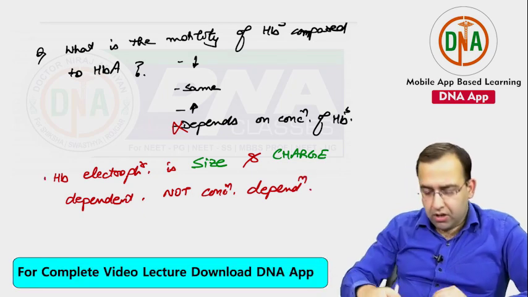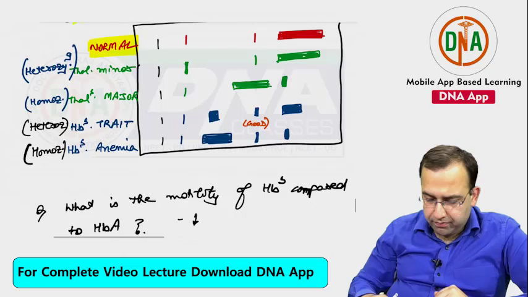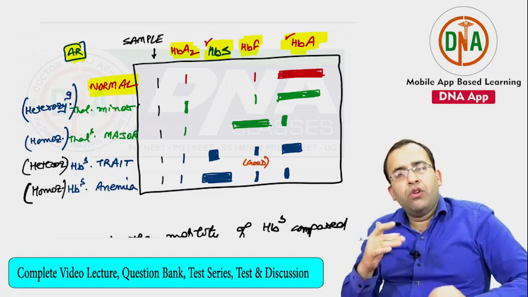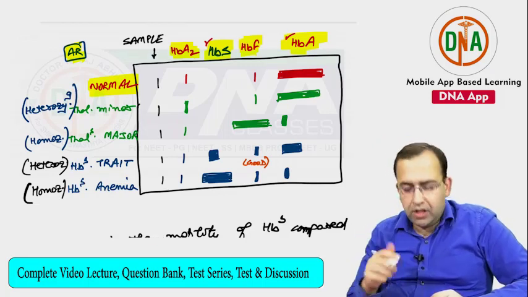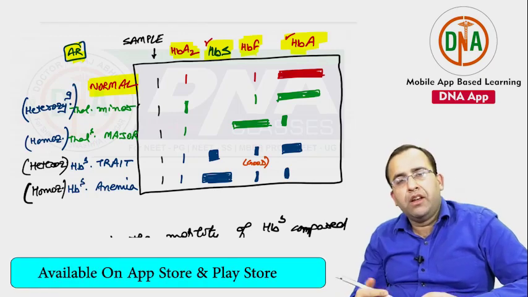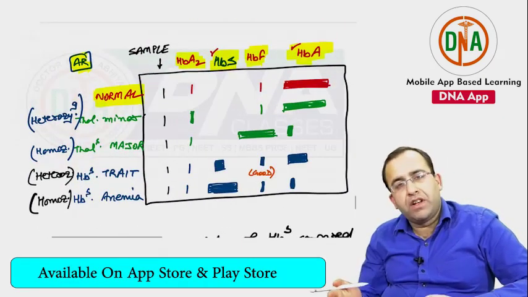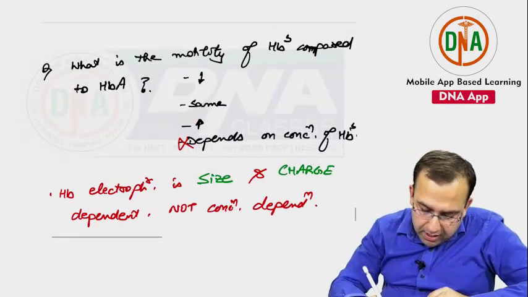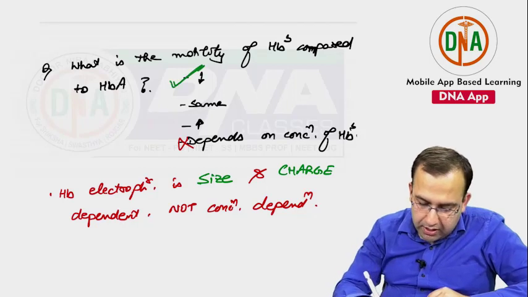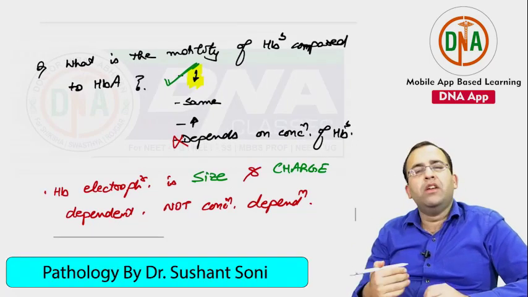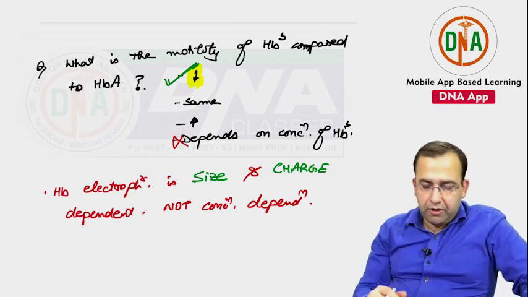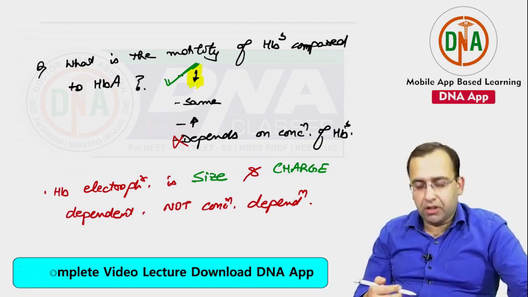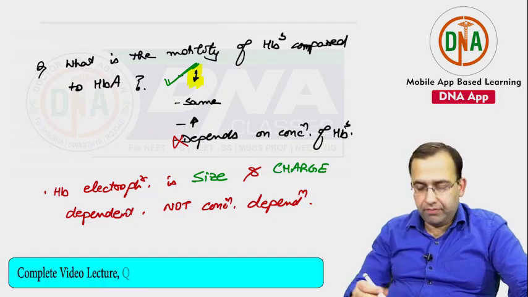Next. From the point of application, first is HbS followed by HbA. So what is the motility of HbS compared to HbA? Which goes faster? HbA is moving faster. HbS moves slower. So motility of HbS compared to HbA is reduced. That is, the answer is 1. It is reduced. Done. This takes care of our next hemolytic anemia, that is sickle cell anemia.